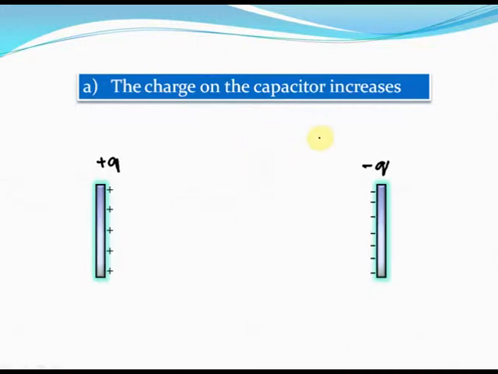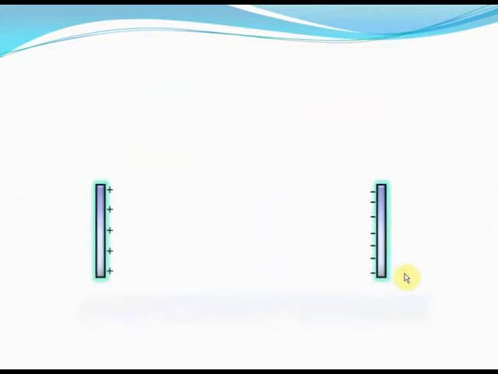Moreover, the battery has been removed. What the battery was doing was, it was adding charge to the plates of the capacitor or removing charge from the plates of the capacitor. So since the battery has been removed, and the plates are now isolated, the charge is constant. So no, the charge on the capacitor does not increase. Therefore, this option is wrong. Let's have a look at the second option.